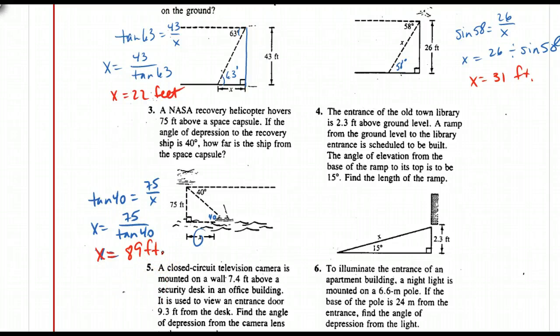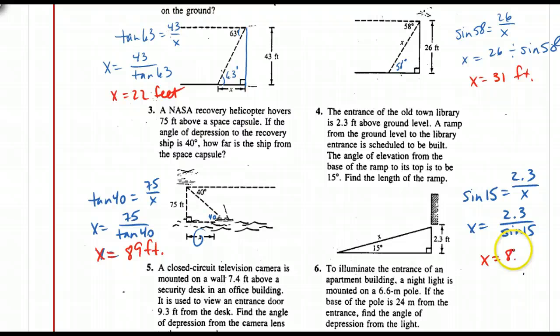Number 4, the library problem. This is actually really well labeled already. We don't have to do a whole lot of thinking. We would use the equation sine of 15 is equal to 2.3 over x, which means x is 2.3 divided by sine of 15. And as a result, x is equal to 8.9 feet.